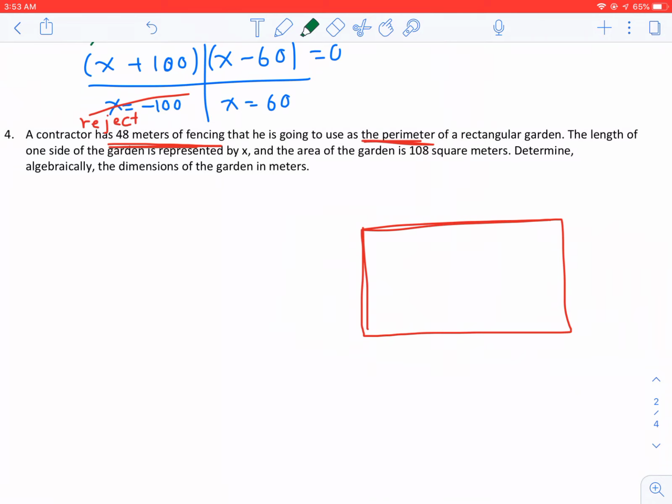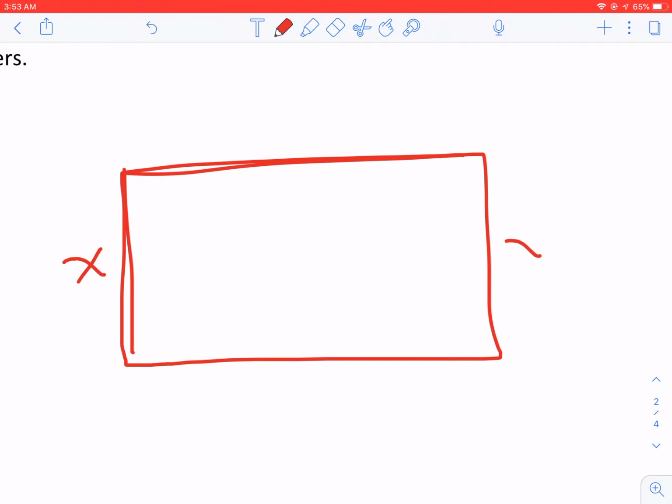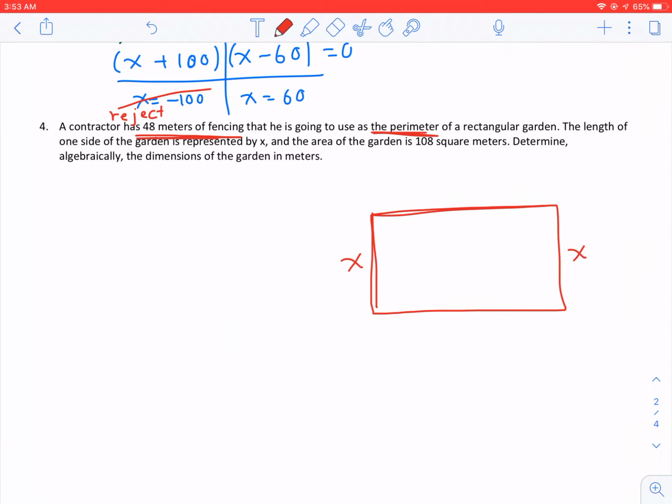The length of one side of the garden is represented by x. Alright, so I'm going to call this x. And I'll call that side x also. And the area of the garden is 108 meters. Determine algebraically the dimensions of the garden in meters. Alright, this is going to be pretty tricky. This is a pretty hard problem.